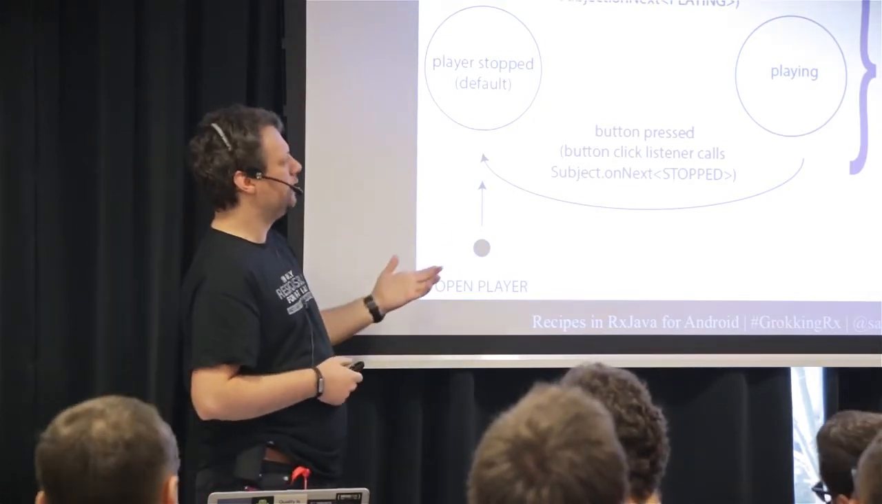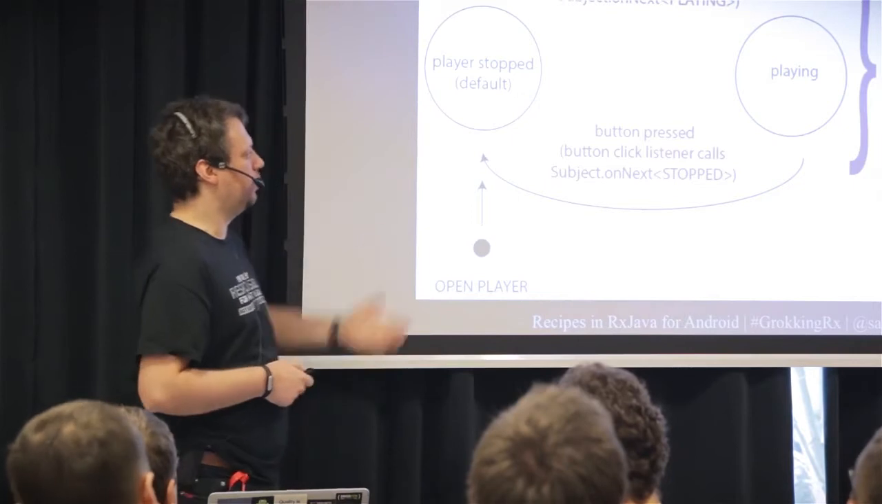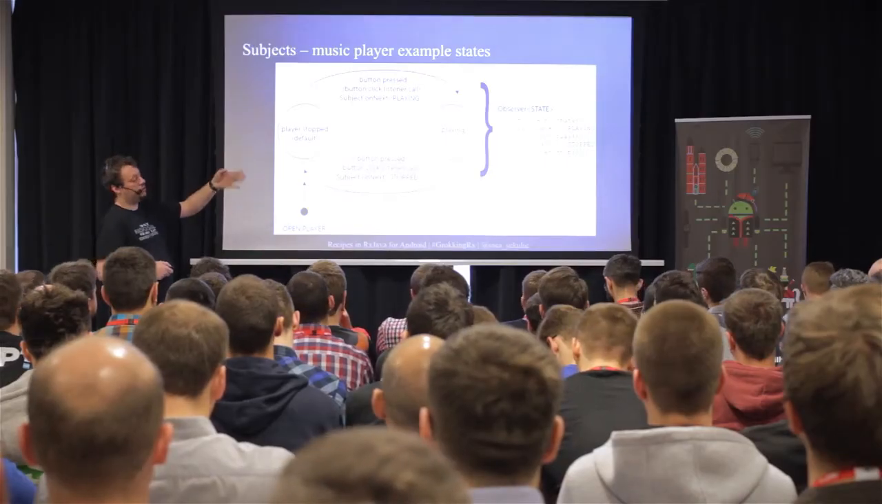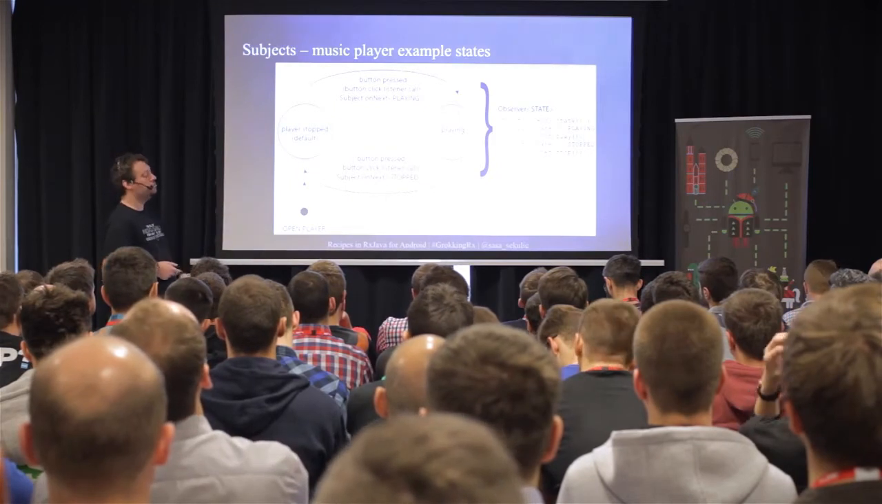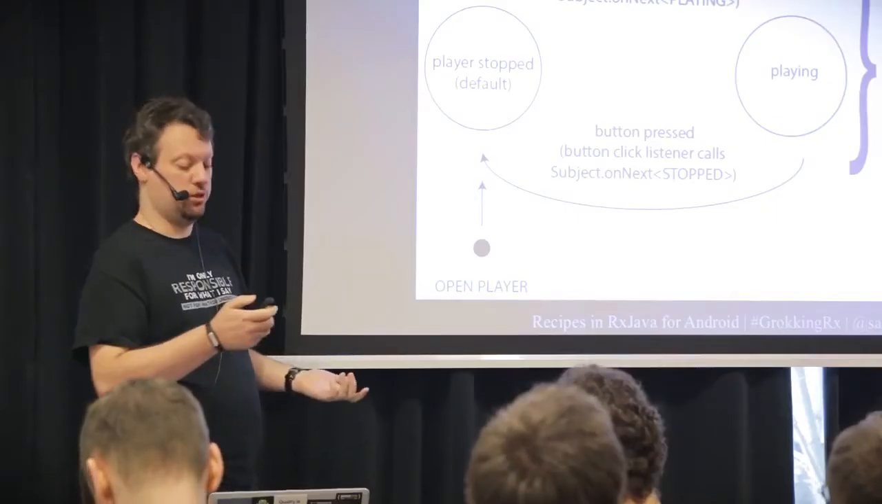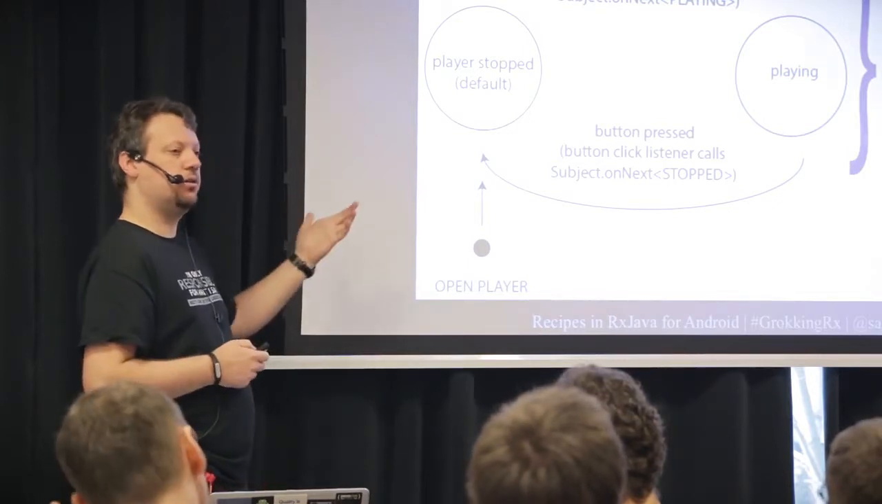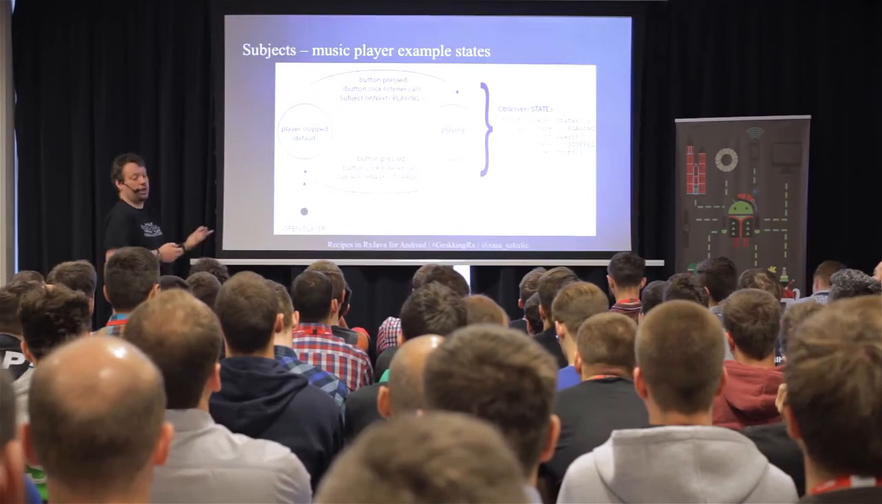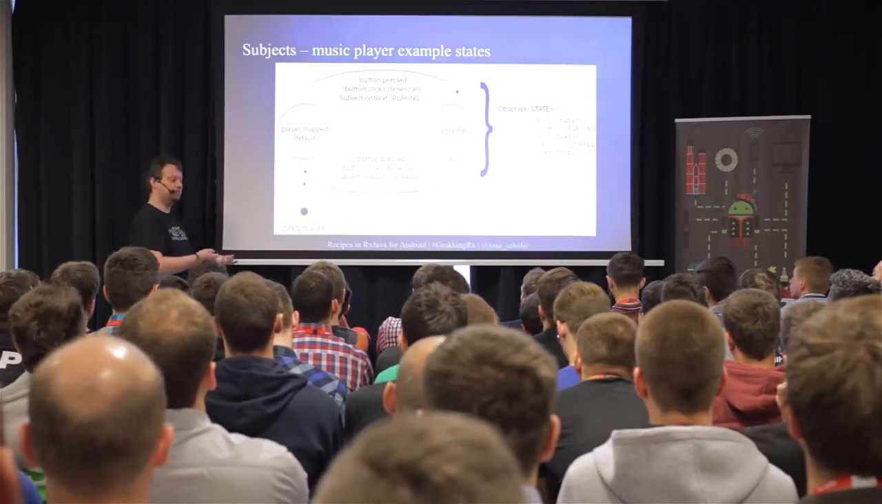So the observer part we can easily solve. We have the observer that receives, on onNext, a new state. If the state is playing, well, play the song. If it's stopped, stop the song. So very simple, but there's that problem. How do we send the value? How do we change the value of the observable?